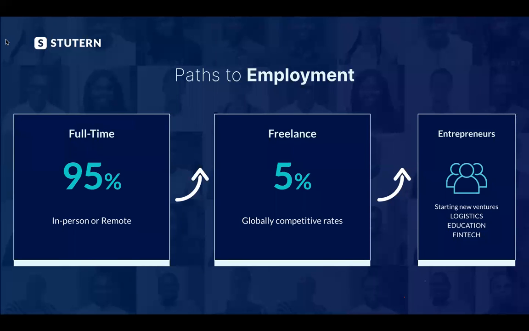Then, so we have 95% path to employment. So we have 95% of our alumni working remote. We have 5% as freelance, and we have some others as entrepreneurs like Boma Josiah, who is a co-founder at Client. So we have people that start up their own companies as well.